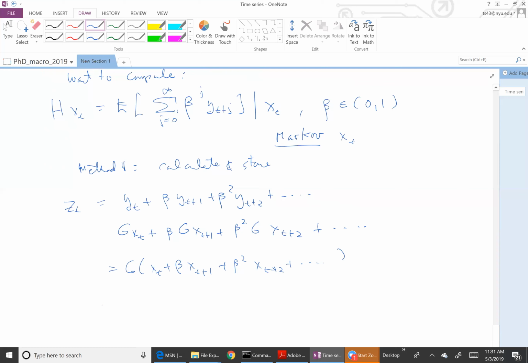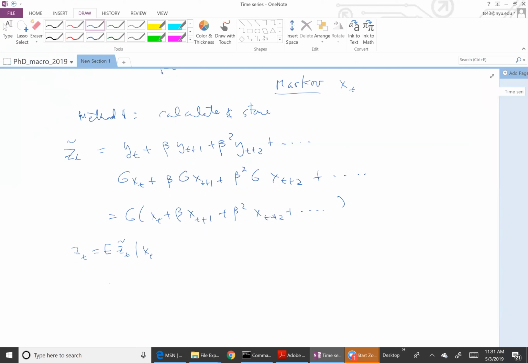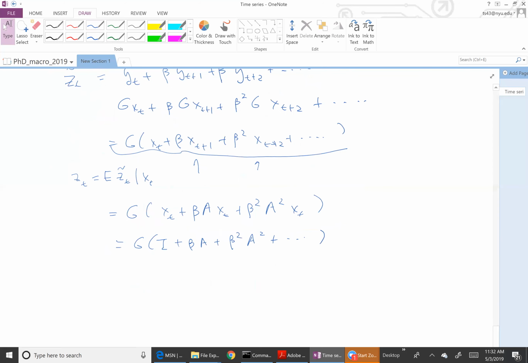But that's not quite what z_t is, because if this were z_t twiddle, z_t is the conditional expectation of z_t twiddle, conditional on x_t. So I take this thing and compute conditional expectations. That's G x_t plus beta G A x_t plus beta squared G A squared x_t. So I'm taking conditional expectations term by term, which is equal to G times I plus beta A plus beta squared A squared plus whatever, times x_t.